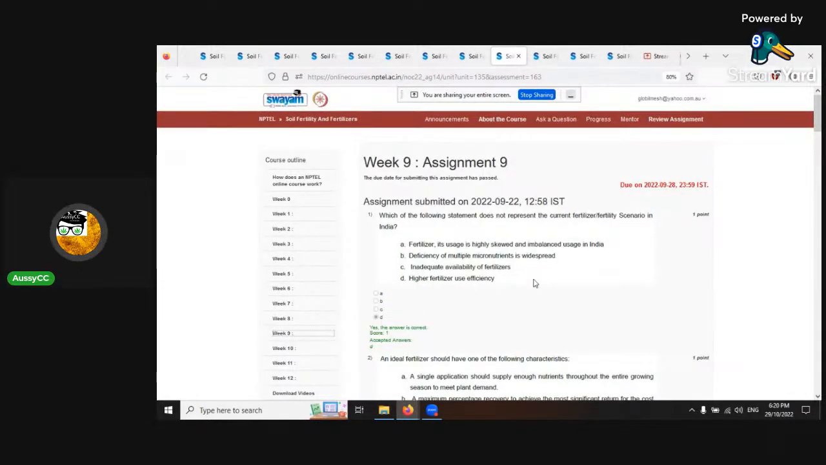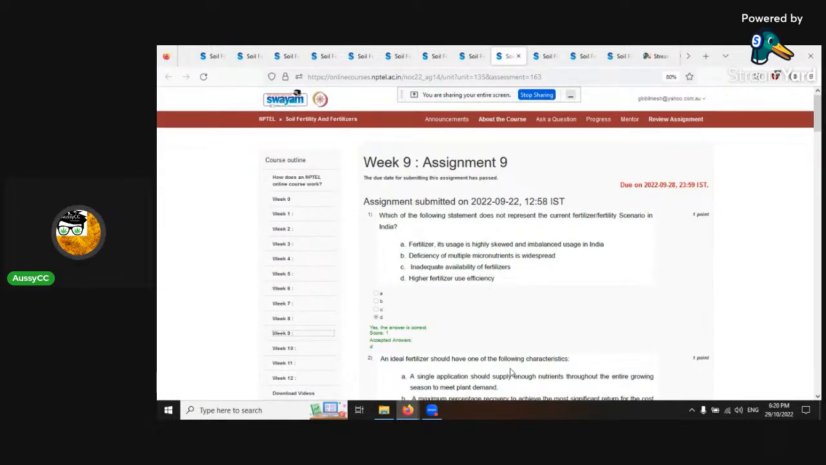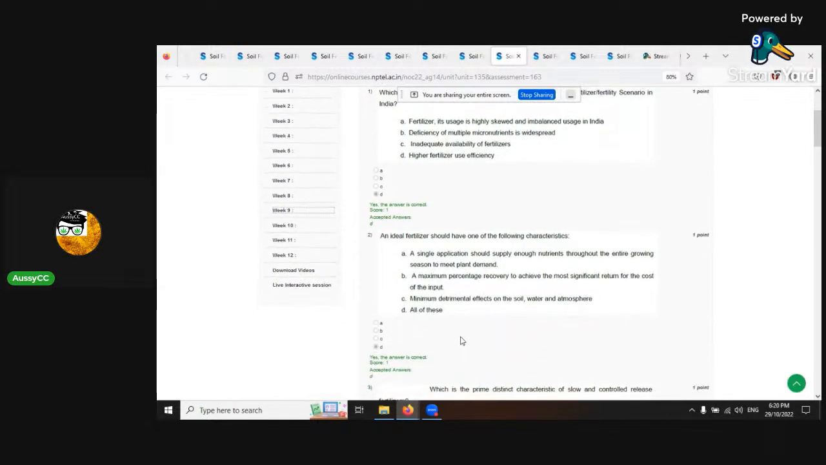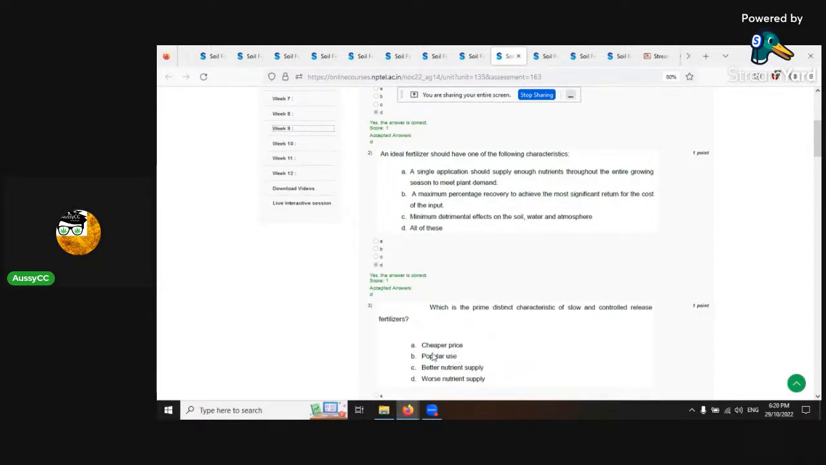Which of the following statements does not represent the current fertilizers in India? Inadequate, high FUE fertilizer. That's fine. The ideal fertilizer should be one of the following. Yep. Which of the prime distinct characteristics of slow and controlled release fertilizers? Which is a prime better nutrient supply?